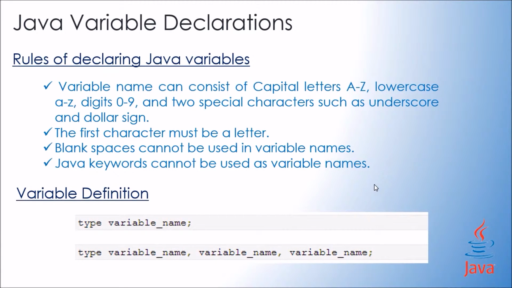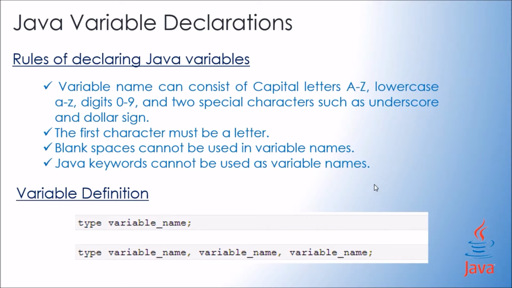Java variable declarations. There is a set of rules for declaring Java variables. A variable name can consist of capital letters, lowercase letters, digits, and two special characters, the underscore and the $ sign. The first character must be a letter. Blank spaces cannot be used in variable names. Java keywords cannot be used as variable names.